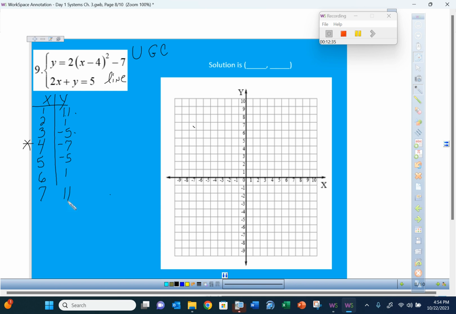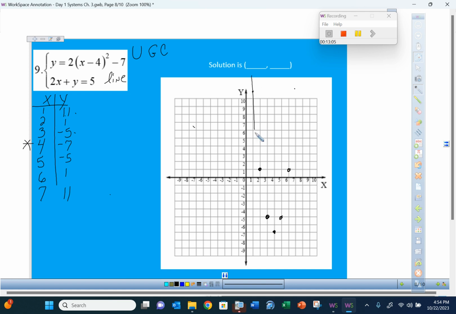Let's graph it. 1, 11 is going to be up here. I really won't use that. 2, 1. 3, negative 5. 4, negative 7. 5, negative 5. 6, 1. And 7, 11. So guys, here's the parabola.